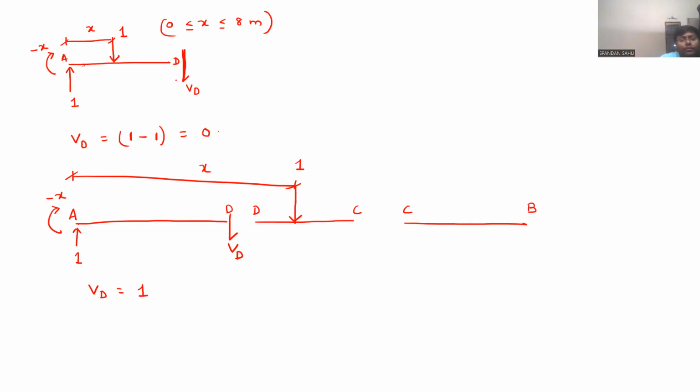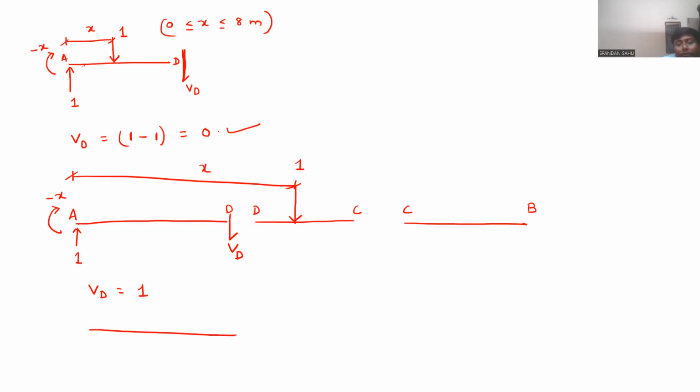So we got, when the unit load is moving or traveling between A and D, your ILD is 0, which is constant for that span A and D. When your unit load is traveling between D and C, the ILD for that span D and C will be constant, but now the value has increased to 1. Third case.